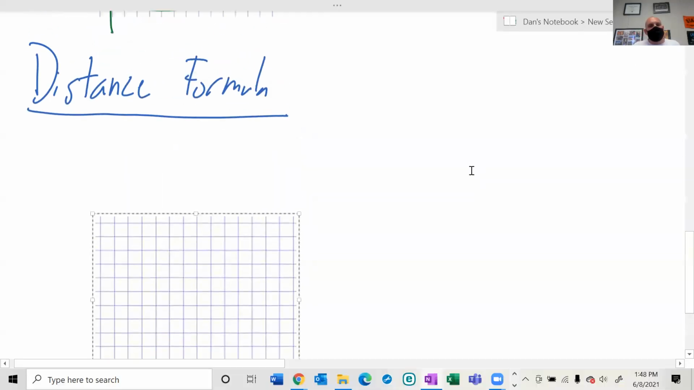So we're going to now do the second half of, what is this, 7-5 we're on? 1-7, excuse me. The second half of 1-7. And the second half is dealing with the distance formula. Now, here's the thing with the distance formula.